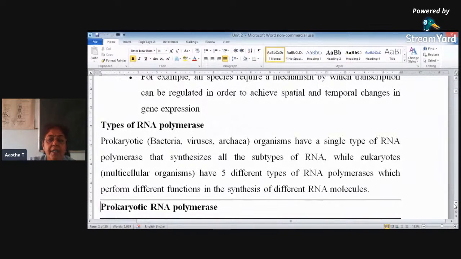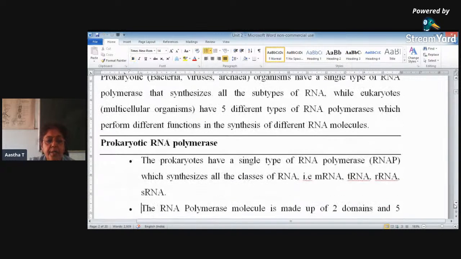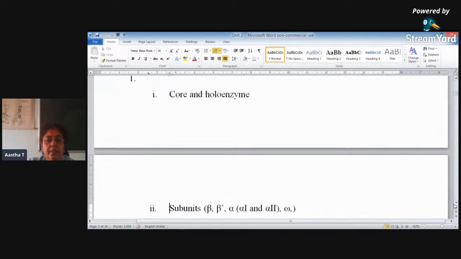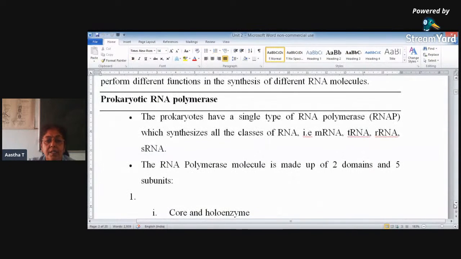Prokaryotes, they have only one type of RNA polymerase and it synthesizes all other subtypes of RNA polymerases. Eukaryotes, they have 5 types of RNA polymerase and each perform different function. Prokaryotic RNA polymerase. So RNAP, commonly it is known as, it synthesizes different types of RNA, mRNA, tRNA, rRNA. It is made up of 2 domains and 5 units.